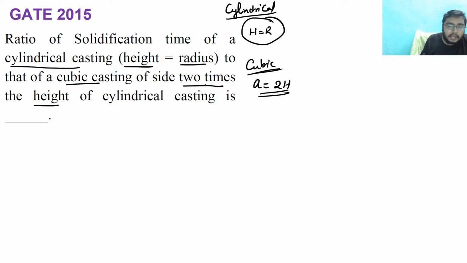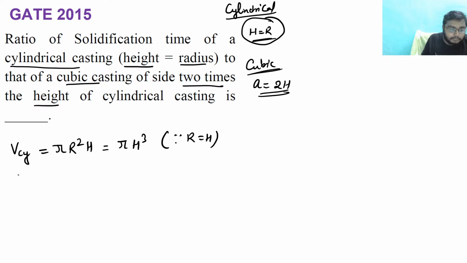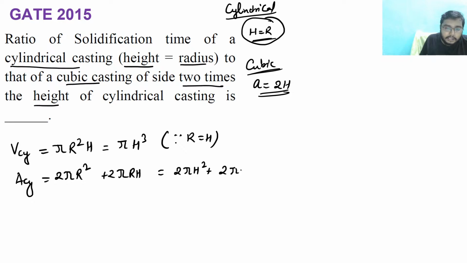Now based upon that, you have to calculate the ratio of solidification time of a cylindrical casting to that of a cubic casting. So again same thing is there. What you have to do here, see here, volume of cylinder. How can you calculate the volume of cylinder? Pi r square h, right? Now see here, you know that h is equal to r, so you can write here pi h cube. Why? Since r is equal to h. Clear? Now calculate the area of cylinder. How will you calculate it? 2 pi r square plus 2 pi r h, right? Now you know that r is equal to h. You can write here 2 pi h square plus 2 pi h square. So all in all you are getting 4 pi h square. So you are getting area as 4 pi h square, and volume as pi h cube.